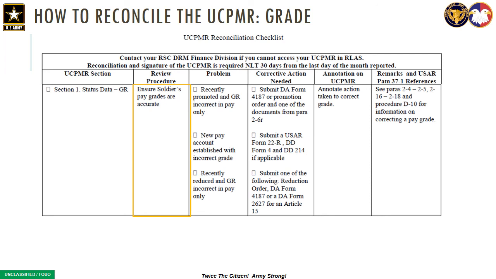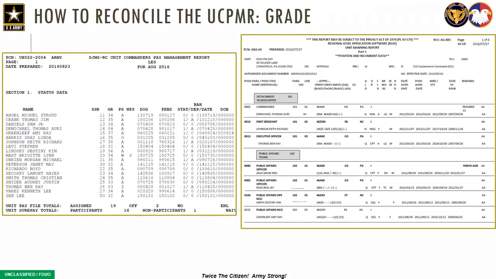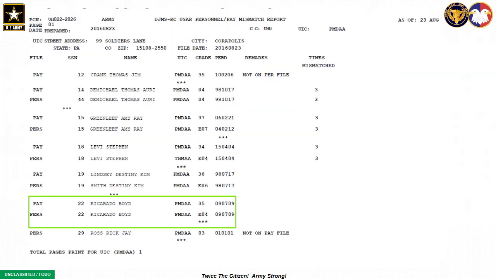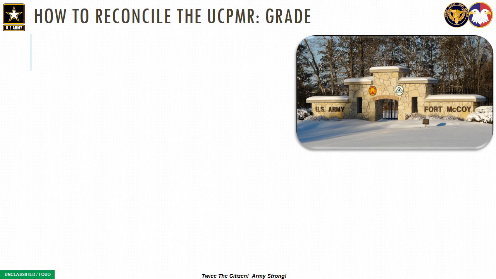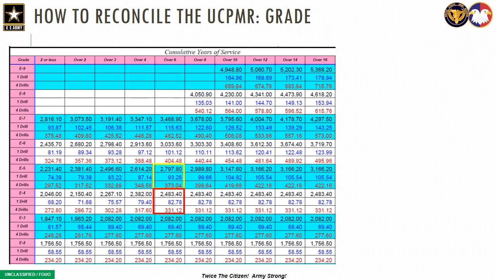To reconcile grade, you must ensure the soldier's pay grades are accurate. You do this by comparing the grade of each soldier on your UCPMR to your UMR to ensure they are accurate. The other way is to use your personnel pay mismatch report, which is also available in RLAS. Remember, for all officer promotions and all reductions, the order must be sent to the UPC for processing. As discussed before, errors in grade can cause over or underpayments.